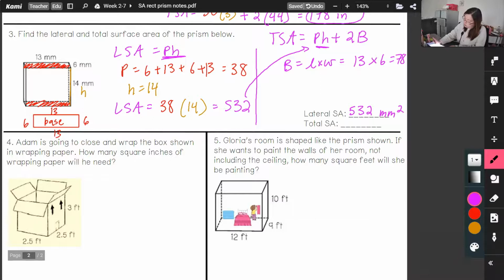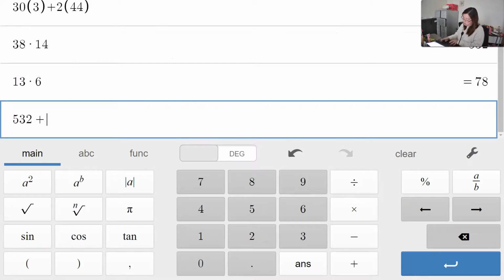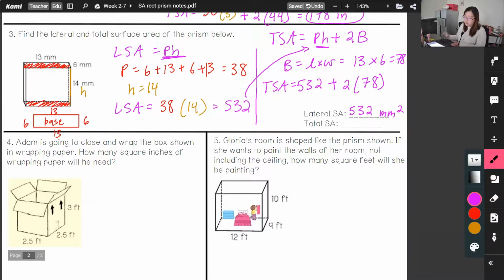So then we can just plug all of these numbers into our TSA formula. TSA equals PH. We already did PH. That's 532. PH plus 2 times B, which is 78. So this is 532 plus 2 times 78. Okay, that gives us our answer of 688 millimeters squared. Not too bad, right?